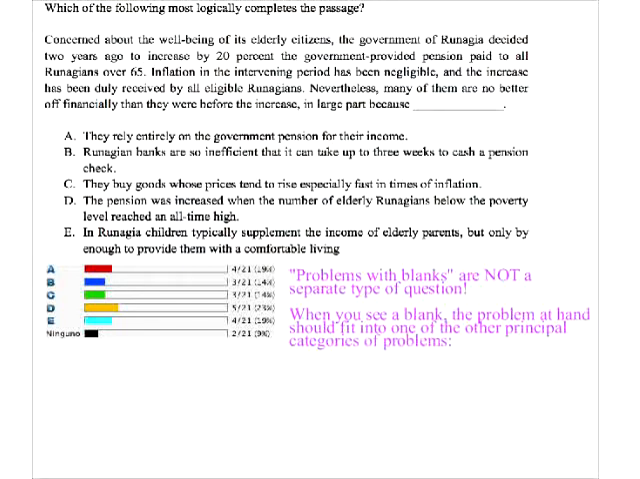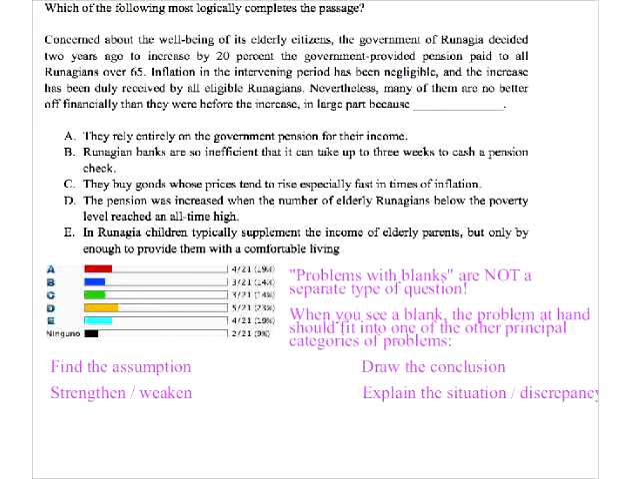So it should be either find the assumption, draw the conclusion, strengthen, weaken, or explain the situation or discrepancy. I mean, a fifth type of these problems is boldface problems, but you can't hide a boldface problem with a blank. Like, it wouldn't really be possible to do that. So, which one of these is this problem? Go ahead and say in the text box: is this find the assumption, strengthen, weaken, draw the conclusion, or explain the situation or discrepancy?